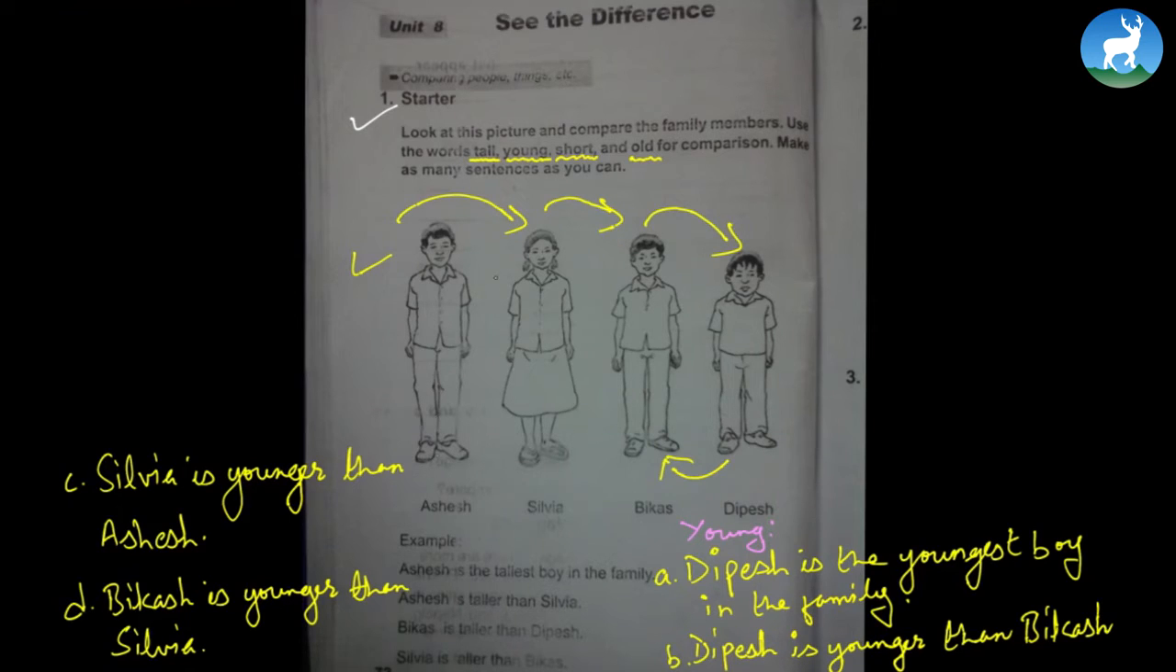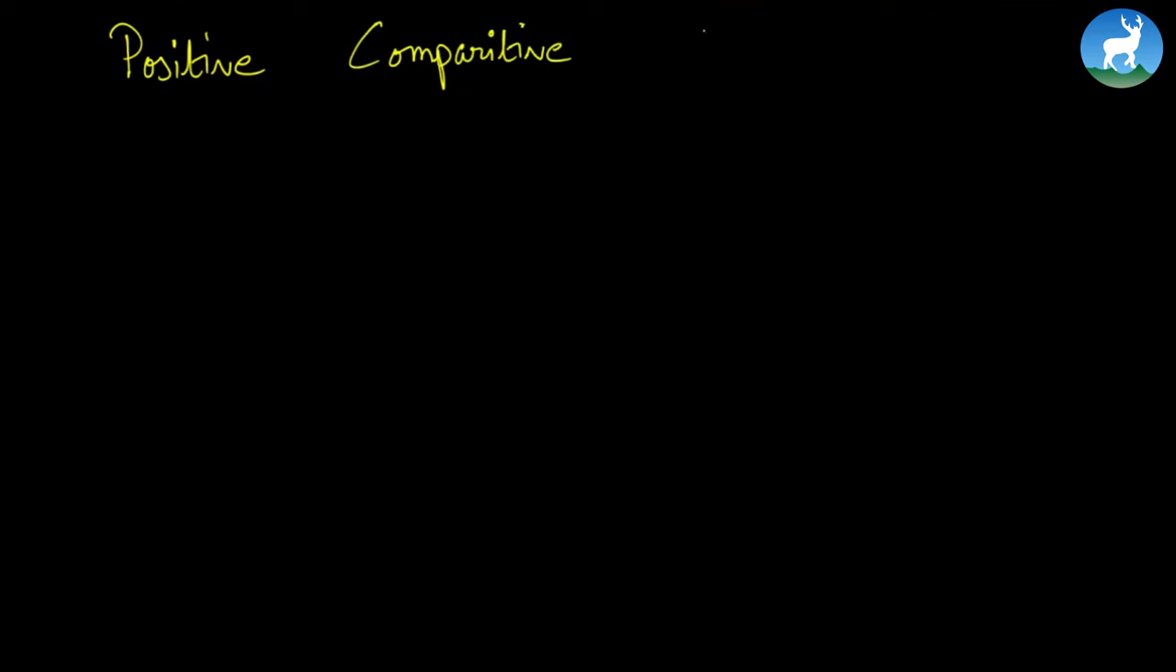Of course this way you can also work on short and you can also work on old. And not only that, before we move on, remember tall and young is already done here. Now let's move on to what we call positive, comparative, and superlative. So what are these? Now we have one adjective.